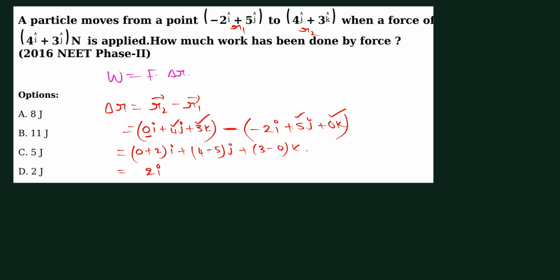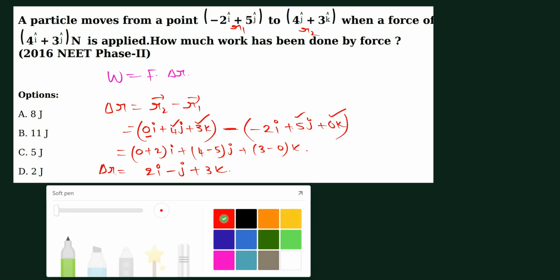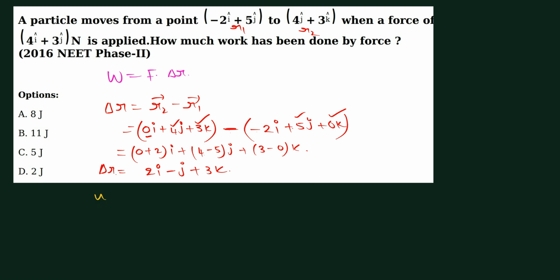So 0 plus 2 is 2i. 4 minus 5 is minus 1, so this we can write as minus j, plus 3 minus 0 is 3k. So this is the position vector. Now you find the work. The work formula is force vector dot displacement vector. So what is the force vector we have? 4i plus 3j dot the position vector 2i minus j plus 3k.